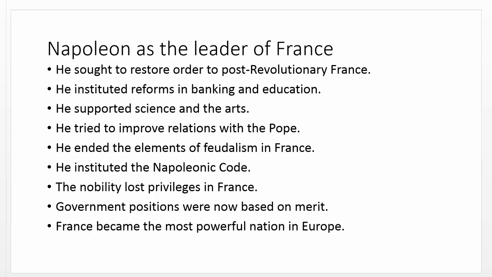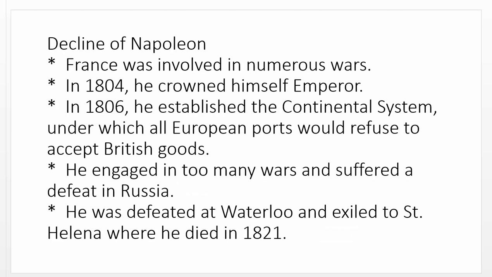So during his time, Napoleon creates France as one of the dominant powers. However, he extended his influence far too wide. So Napoleon will involve France in numerous wars. He then crowns himself emperor in 1804, and you can see as the decline is now, his power got too far-reaching. It reminds me of the quote from Lord Acton, I think, power tends to corrupt, and absolute power corrupts absolutely.